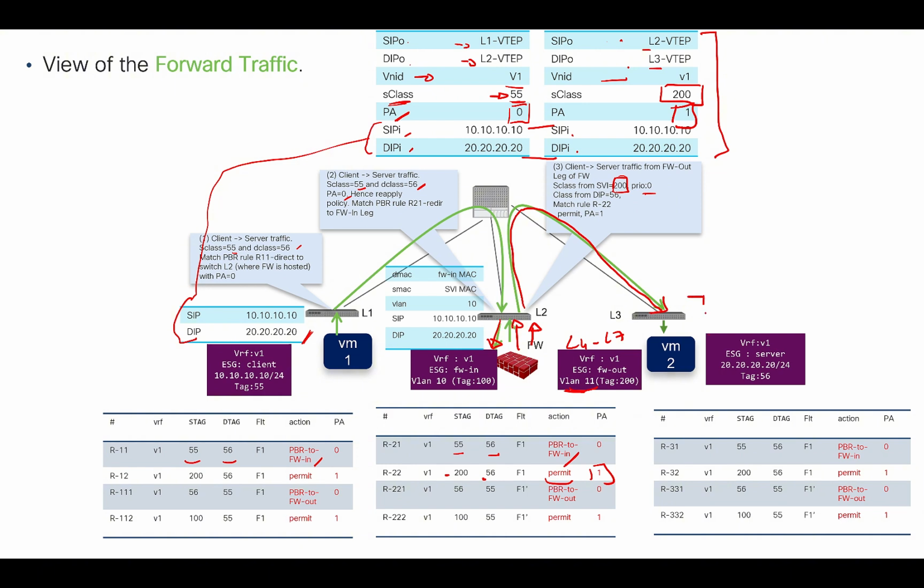So leaf3 will receive this, and it sees that the policy applied attribute is actually 1, so it doesn't need to do anything, and it will simply forward the traffic to VM2.